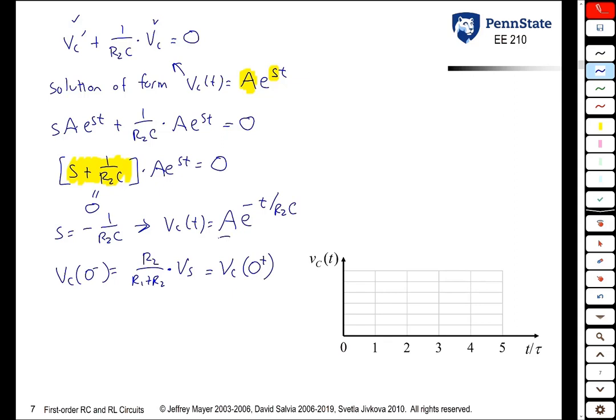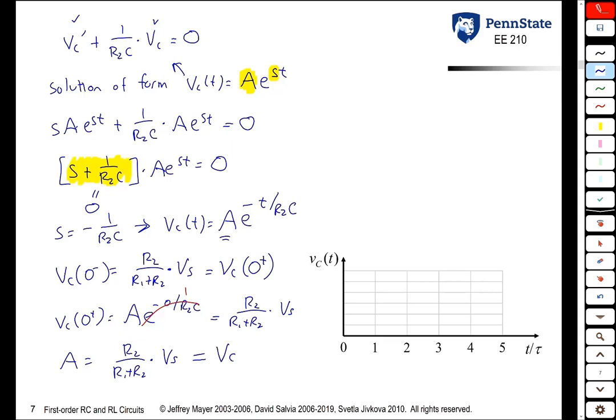So this is going to help us get A. What we do is we evaluate the function at time equals 0 plus. So Vc at 0 plus is going to be A e to the minus 0 over R2C, but its value has to be R2 over R1 plus R2 times Vs. e to the 0 is just 1, so we know that A has to be R2 over R1 plus R2 times Vs, which if you look back to the previous page, is what we call our initial condition, which we abbreviate IC. So putting that together, we know that the voltage across the capacitor is now given by this expression here.